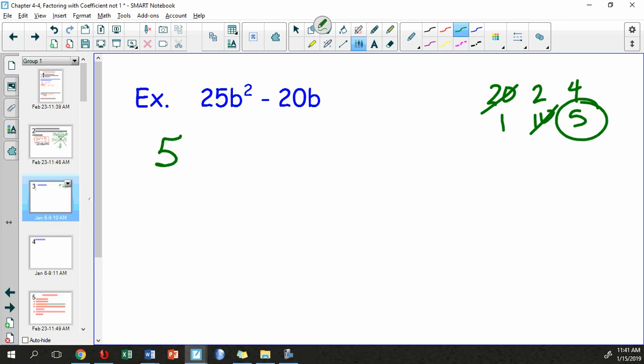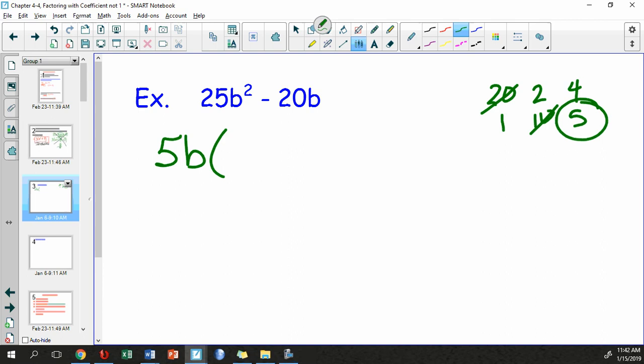Do I have a variable GCF? How many b's are in the first term? b squared is b times b, so there are 2 b's in the first term. How many b's are in the second term of 20b? 1. So what's in common between those two terms? They have 1 b in common, so my GCF is 5b.